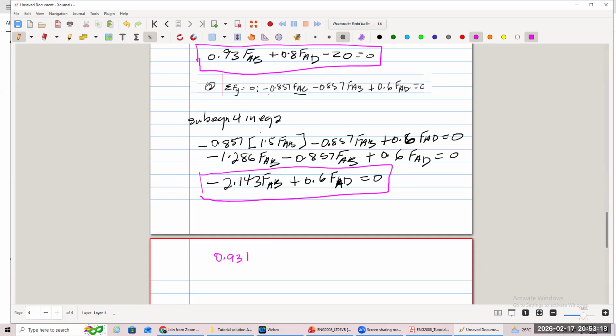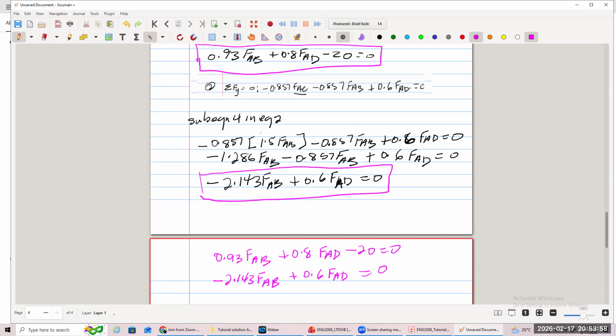0.93 FAB plus 0.8 FAD equal to 0. And then the last one would be minus 2.143 FAB. And guys, you have to check back your work in here, because if there's any error in it, it will not drop out. You have to try not to make any error. So now you have a simple expression just in AB and AD.